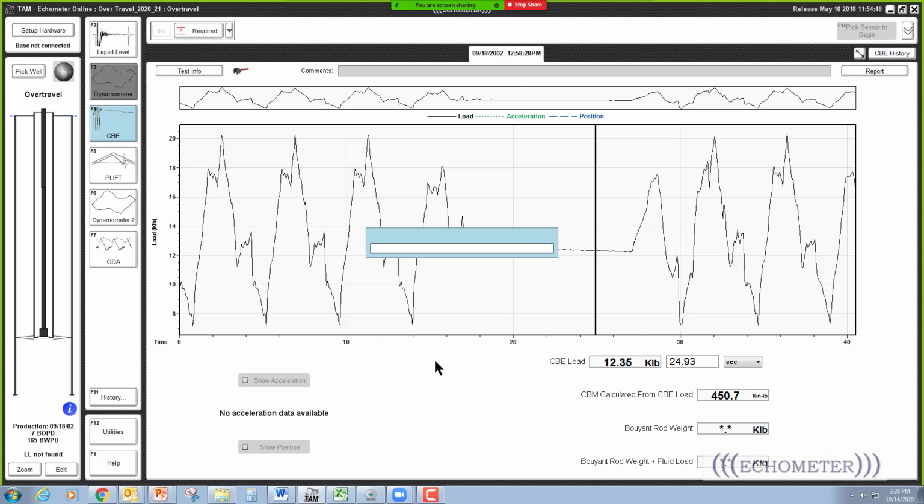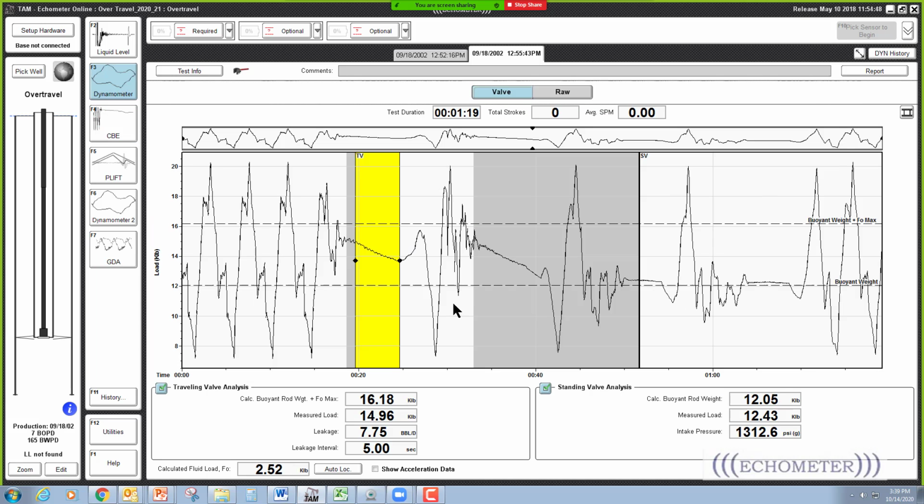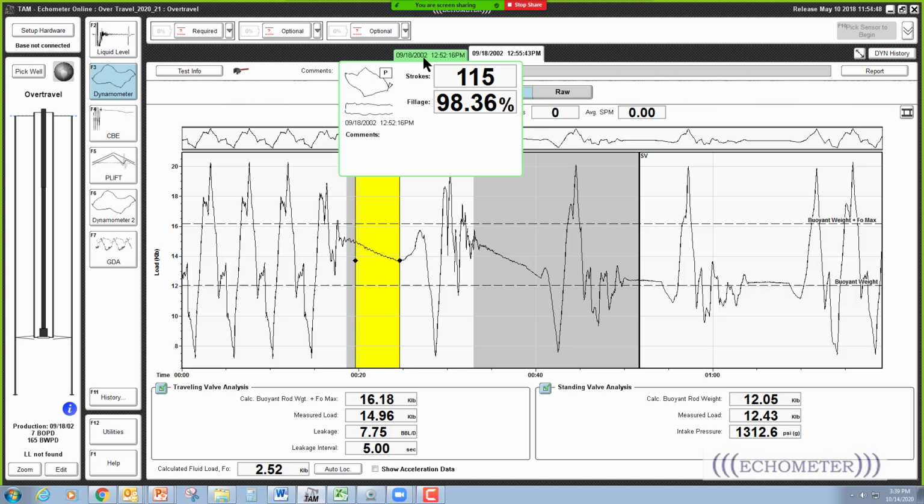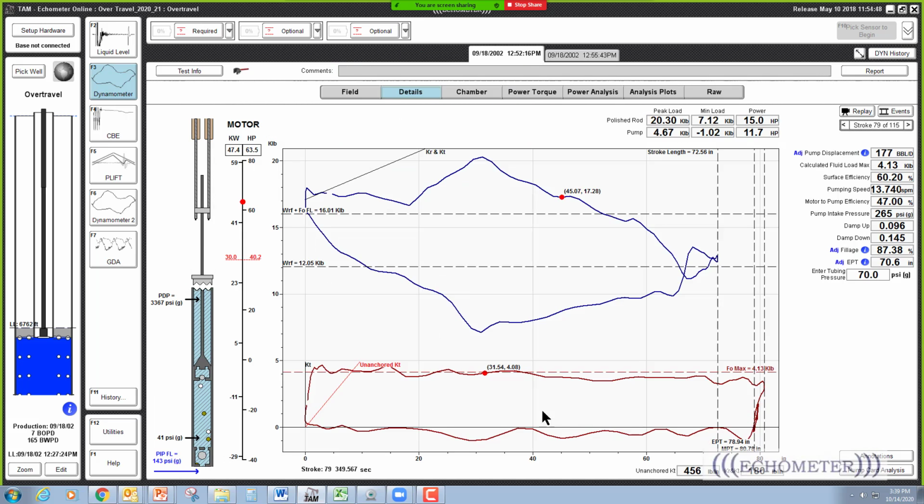So this is a well that we call an over travel. We call this data an over travel dynamometer card, and the reason why is that the surface card points down and to the right. That's an over travel surface dynamometer card, and that means the pump has a longer downhole stroke than the surface stroke. So we call this an over travel surface card and an over travel pump card.